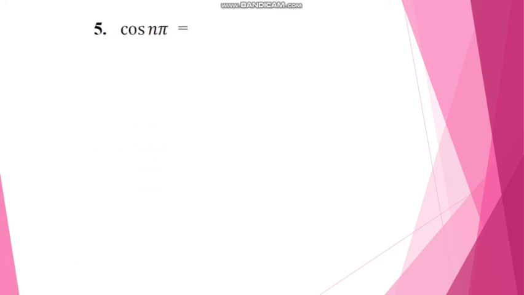Now you can see cosine n pi, that can be expressed as cosine 2n times pi by 2, whose value is (negative 1) power n. For example, when n is equal to 1, cos pi value negative 1, cos 2 pi value (negative 1) squared, that is a positive 1.